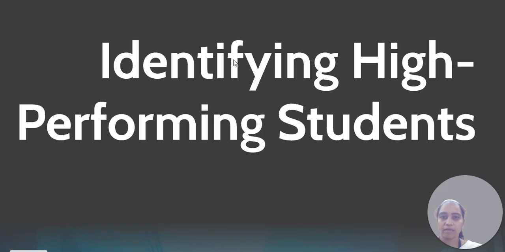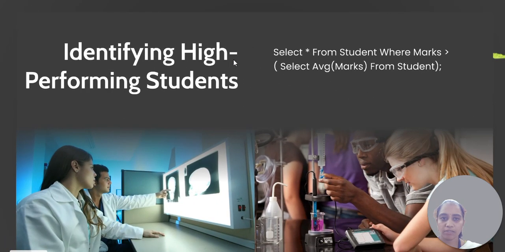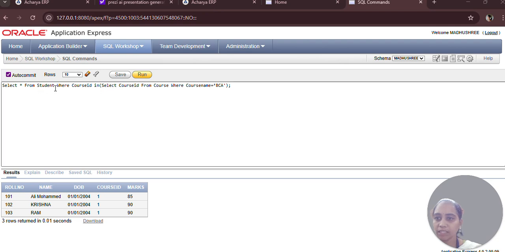So next thing is, after inserting the values, we have to check who has got the highest score. So for that, check what is the query. So this is a query, select from the student where marks is the highest. So who has got the highest marks, that it will be displayed. I have given the query here, select star from student where course ID in, select course. So from the course table, whoever has taken BCA, so that student list, it has to be displayed.